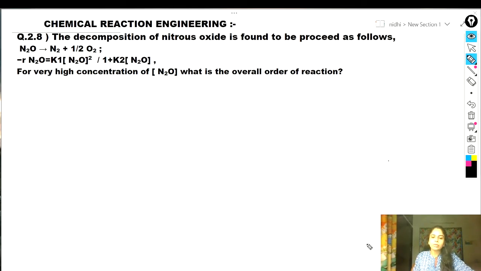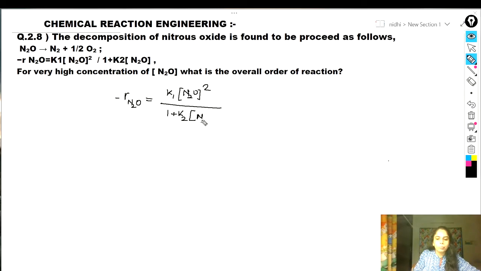So we need to find out the overall order of reaction, and before that we need to find out the mechanism to explain this observed rate, which is given to us. So what is the rate? Minus r N2O equals k1 [N2O] squared upon 1 plus k2 [N2O]. Okay, so this rate is given to us.